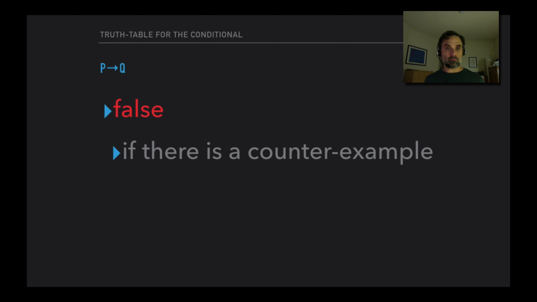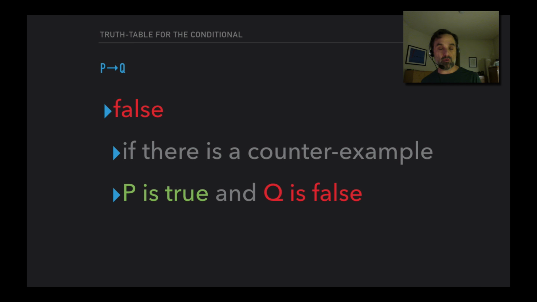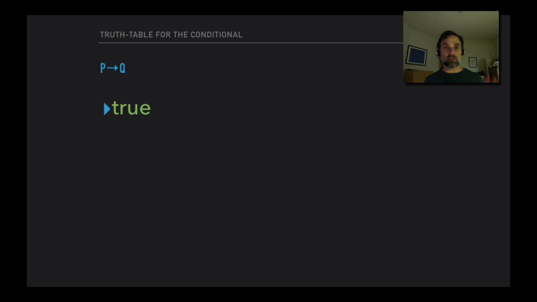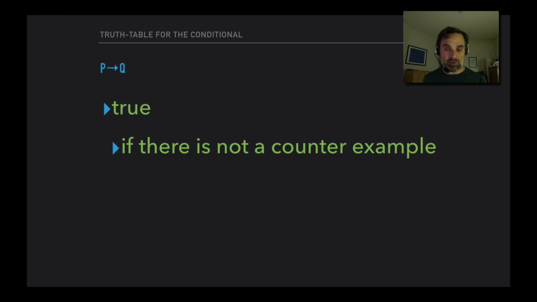Well, the conditional is false if there's a counterexample, when P is true and Q is false. We've already said that. When is it true? In any other situation. It's true, that is, if there's not a counterexample. So the conditional is false when there is a counterexample, when the antecedent is true and the consequent is false. But otherwise, we're going to say it's true. If we don't have a counterexample, it's true.